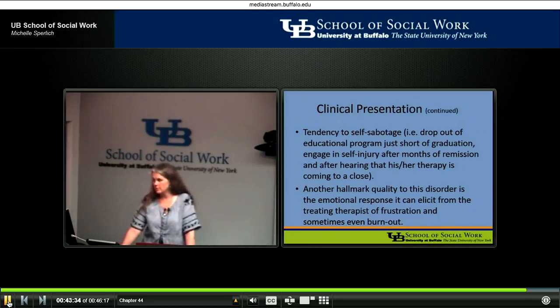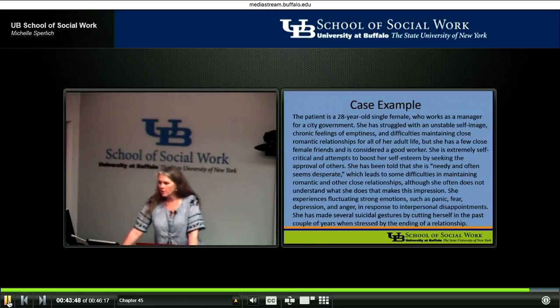There is a tendency to self-sabotage, like dropping out of your educational program just short of graduation, or engaging in self-injury after months of remission, and after hearing that perhaps your therapy is coming to a close. Another hallmark quality of this disorder is the emotional response it can elicit from the treating therapist of frustration and sometimes even burnout. So it's really important to have really good tools for working with someone for whom this is an issue.